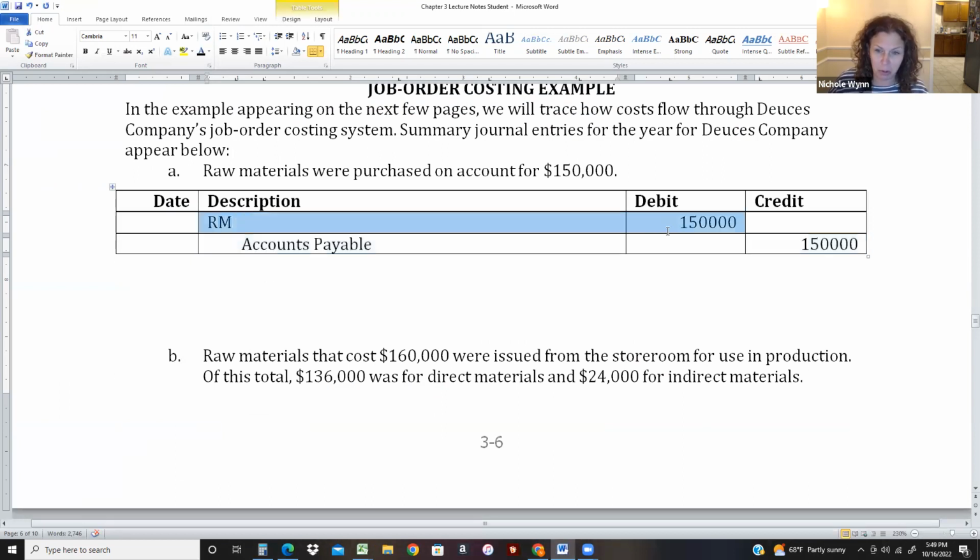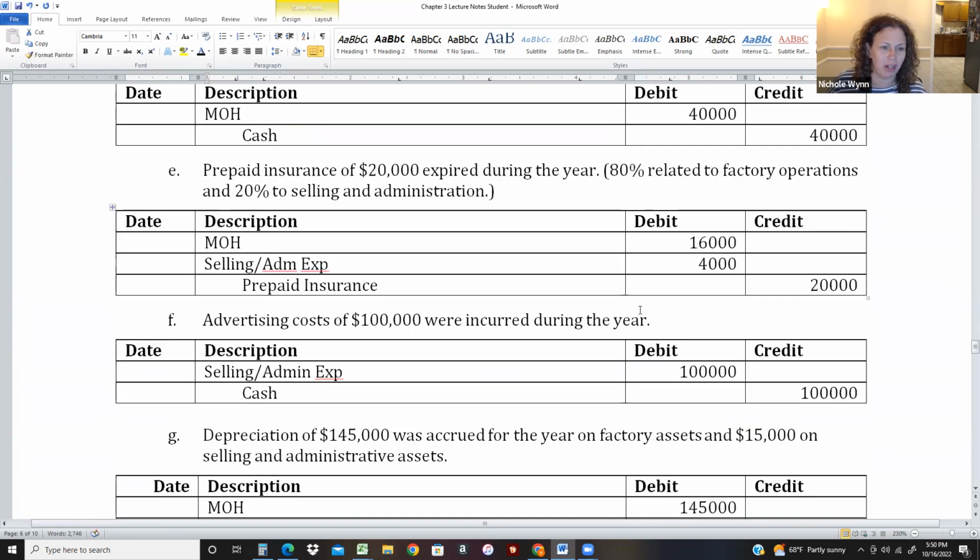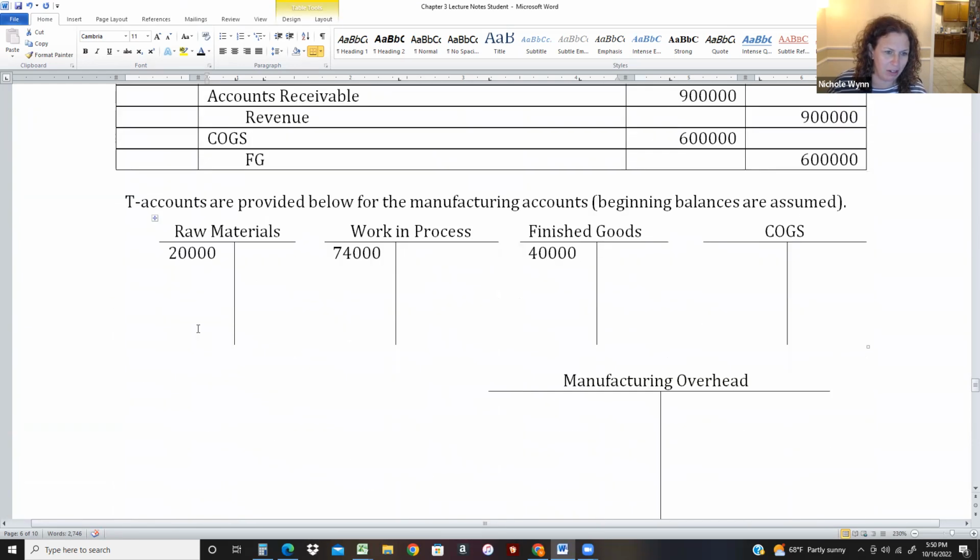To post, posting is a verb. It's the process of transferring it from the journal to the ledger. The journal entries, this is the journal. So I'm going to go to raw materials and I'm going to put a number on the debit side.